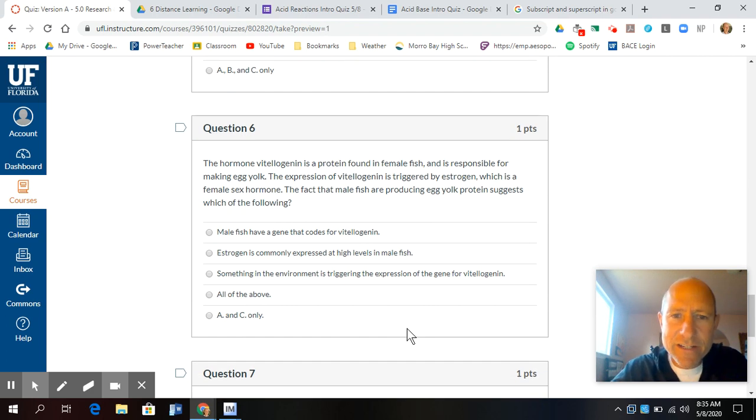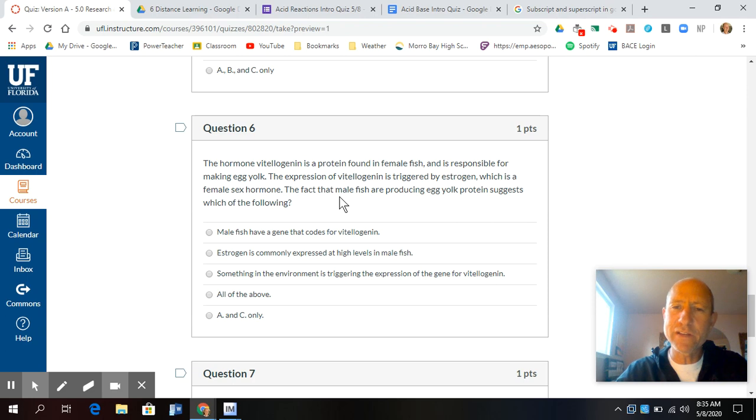The hormone vitellogenin is a protein found in female fish and is responsible for making egg yolk. That was the deal, is that these fish were making eggs in their testes, which isn't normally what happens. The expression of vitellogenin is triggered by estrogen, which is a female sex hormone. They told you right there that it's a female sex hormone, and that's going to help you answer a question later on. Just taking skills.